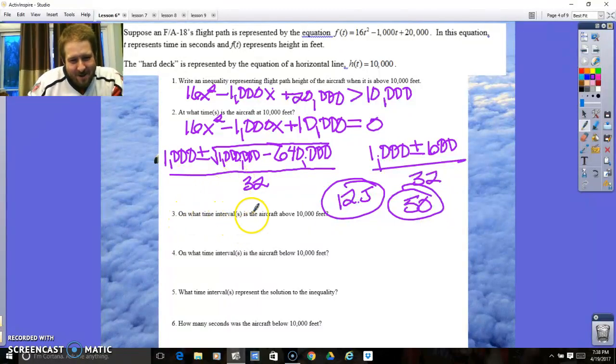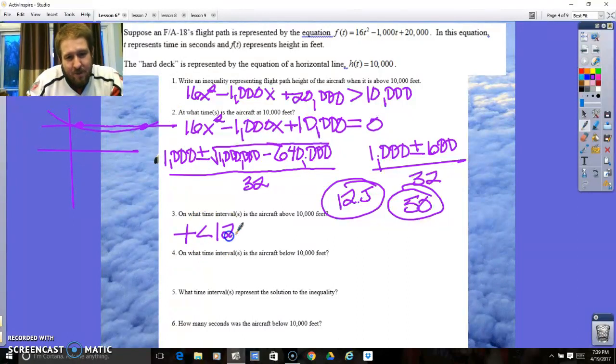Moving on. At what time interval is the aircraft above 10,000 feet? So it's above 10,000 feet when the time has been, remember the graph, so there's the airplane like this. Here's 10,000 feet. So right here has been 12.5 seconds. Right here has been 50 seconds. So when t is less than 12.5 seconds and when t is greater than 50 seconds, those are the two times when it's above. See right here? See how it's above the 10,000 feet?